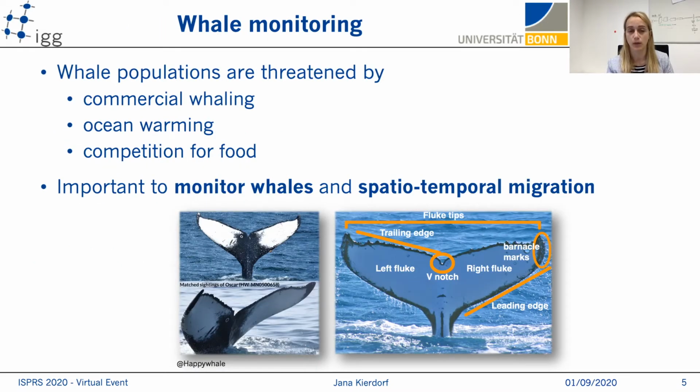But now to the whale monitoring. Whale populations are threatened by commercial whaling, ocean warming, and competition for food. So additionally, it's important to monitor whales and their spatial-temporal migration. This is done by looking at many close-range images taken by tourists. In these images, specific whales are identified, and this is currently still done manually. Experts look primarily at the corners of the fluke, also called fluke tips, the shape, or spatial features such as scars or color pigmentations.